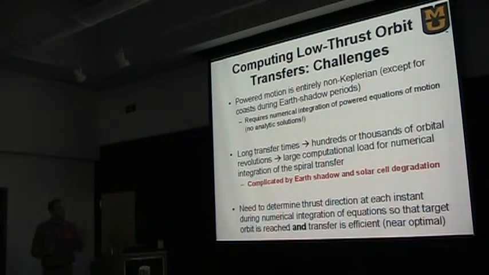And that's difficult, especially when it's 200 days worth of a spiral. So long transfer times, hundreds or thousands of revolutions, very large computational load. And it's even complicated further by the Earth shadow and the solar cell degradation.